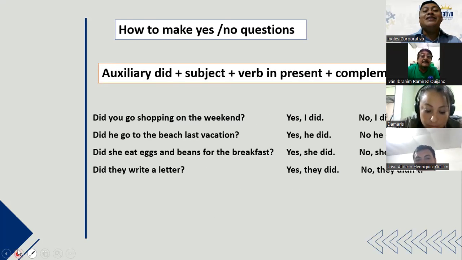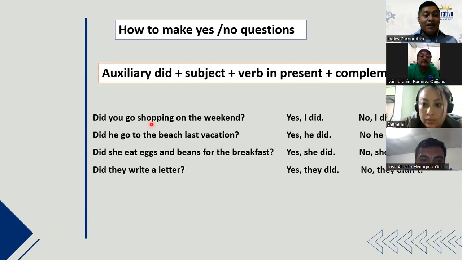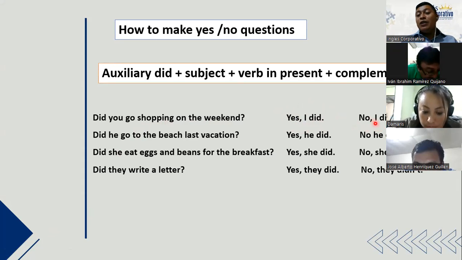Okay, now question. How to make yes, no question? Oh, yo quiero saber si fue al parque, si Iván fue al parque ayer. Entonces le pregunto, did you go to the park yesterday? Yes, I did. Ok, entonces Iván tiene dos opciones para responder. Yes, I did es la respuesta afirmativa. And no, I didn't es la respuesta negativa.